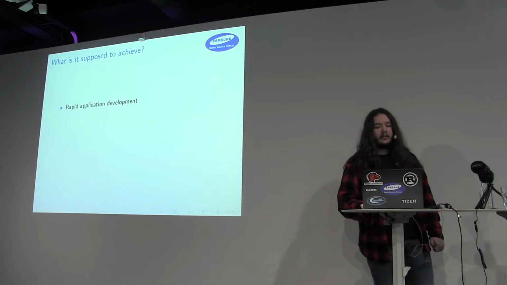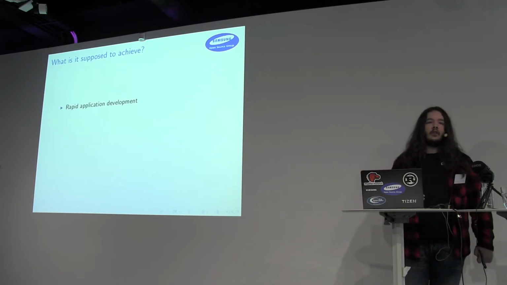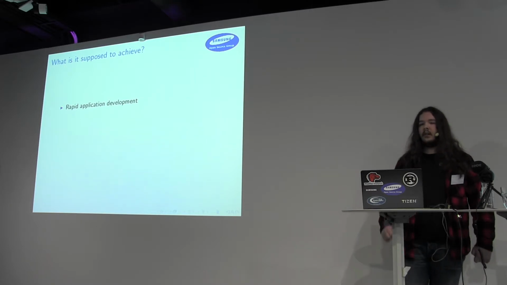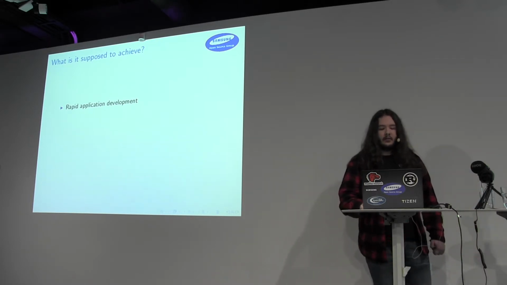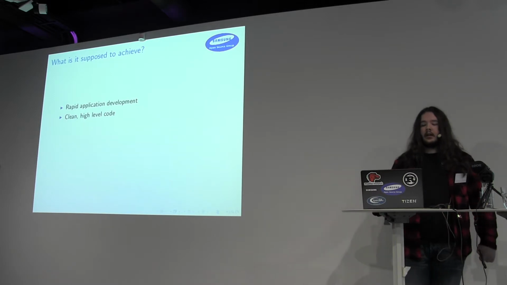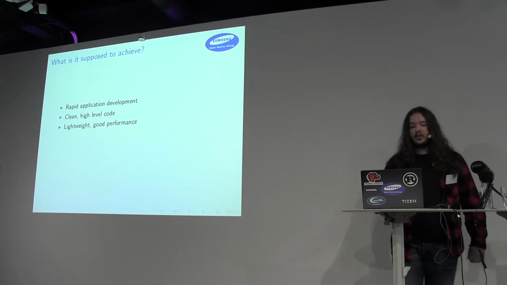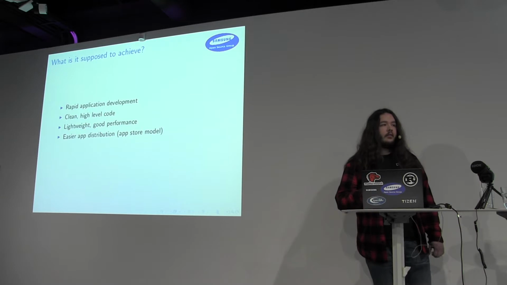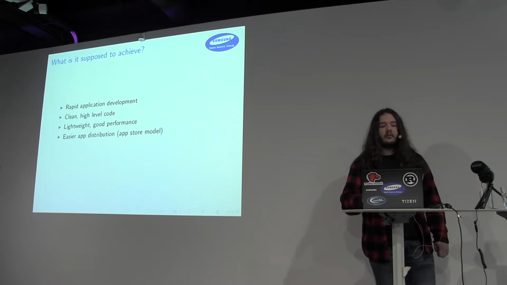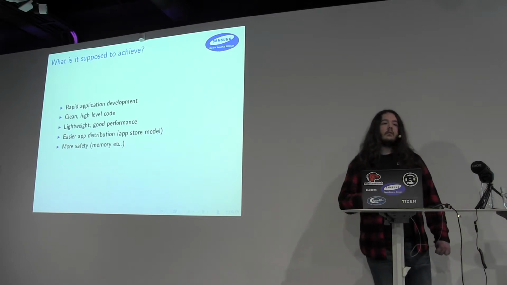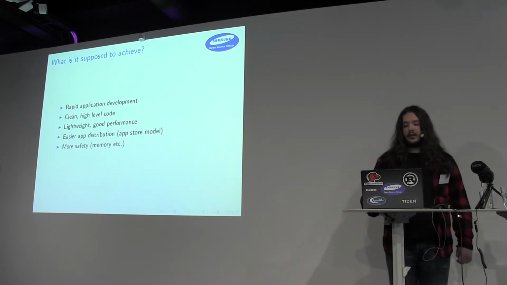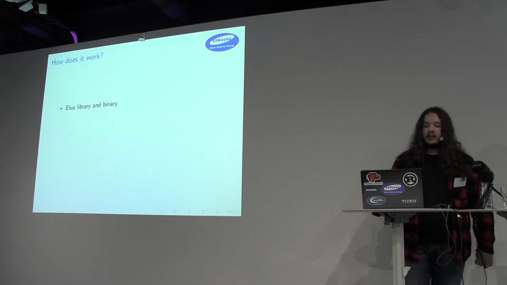What is it supposed to achieve? We want to achieve rapid application development on different devices. For example, desktop applications and mobile applications on Tizen could be eventually written in Lua, which could be nice. The code is supposed to be clean and high level, and it's also supposed to be lightweight and have good performance. So this is what LuaJIT helps us do. We also aim to get easy distribution through the App Store model, and obviously more safety, which is one of the main benefits of using a scripting language, because you don't get segfaults and these kind of things. It's safer.